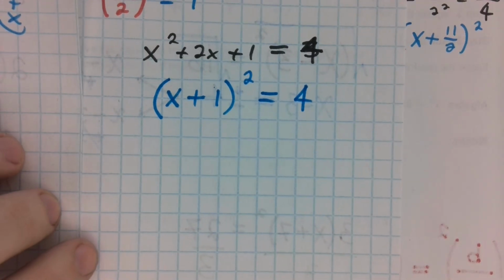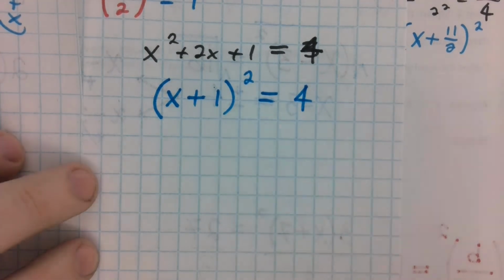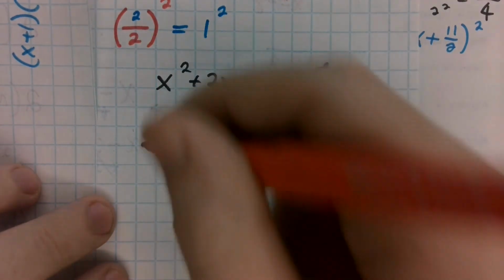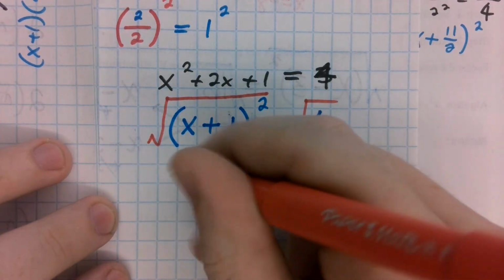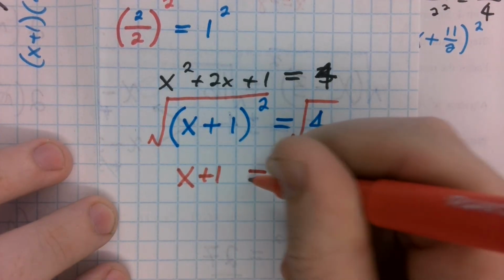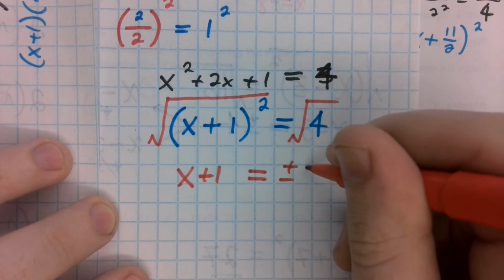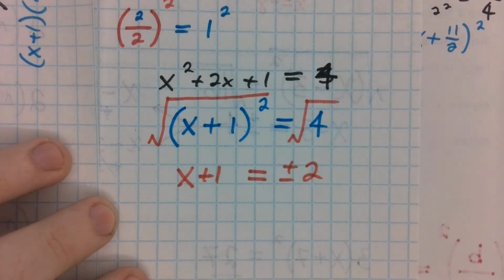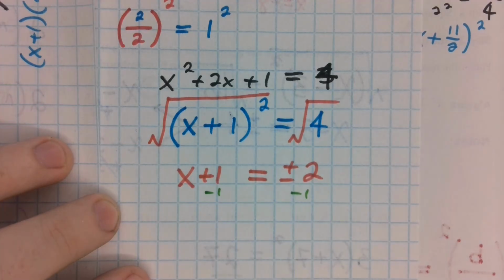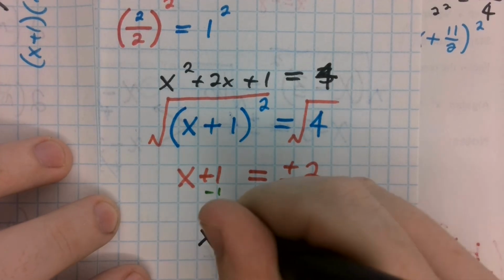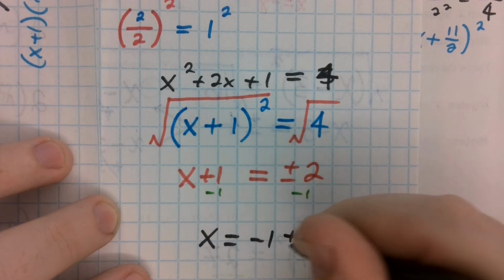The last thing we need to do is solve. So how do we get rid of a square? By square rooting both sides. Well, this would leave us with x plus 1 equals positive and negative 2. If we want to get x by itself, we could subtract 1 from both sides, meaning our final answer is going to be x equals negative 1 plus or minus 2.